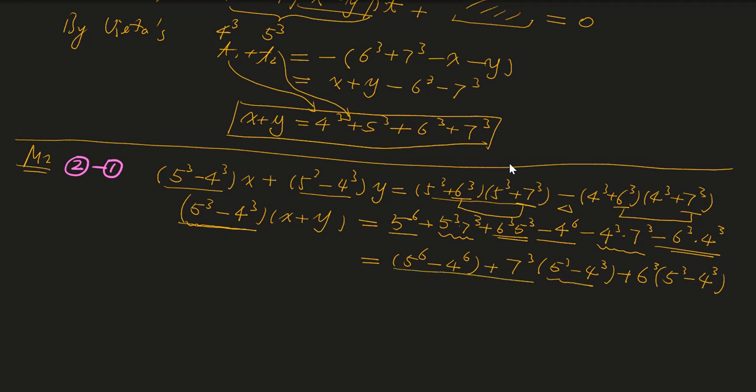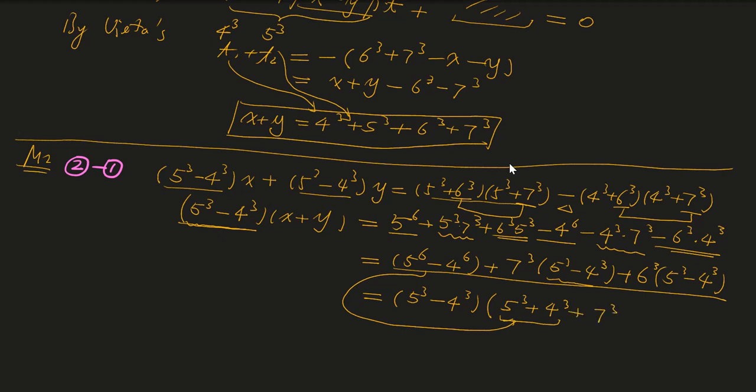Therefore, we can combine these three terms by factoring out this 5 cubed minus 4 cubed, and then times (5 cubed plus 4 cubed). These two terms are from the factorization of this difference of squares, and then plus 7 cubed from this expression, and plus 6 cubed from the last expression. So this is our result.